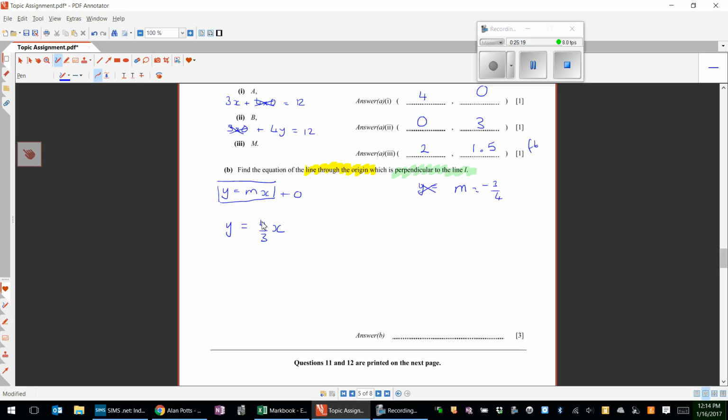In these types of questions, what is it? -4/3? Well, there are 3 marks. So I would say if you put -4/3x, exactly that, well, if you knew that that was -3/4 and you still put -4/3, you would lose a mark, so you'd only get 2.